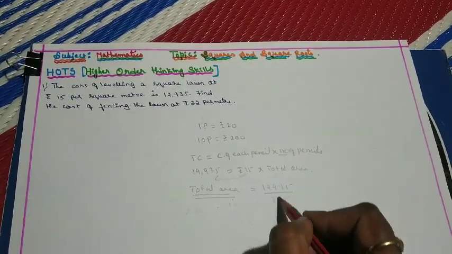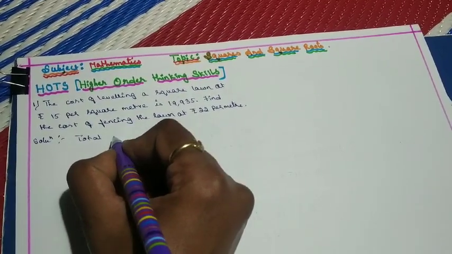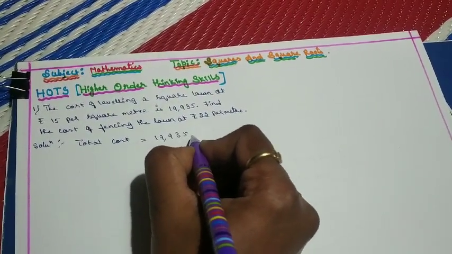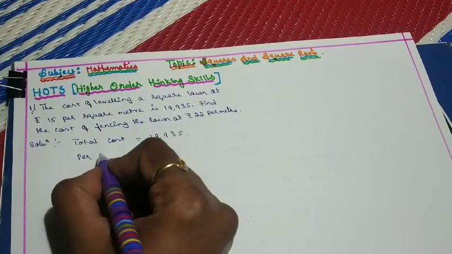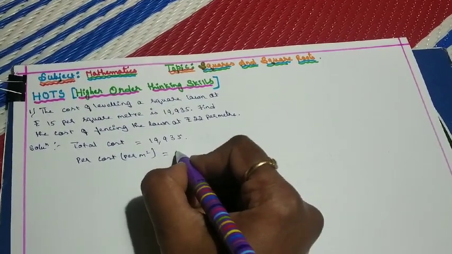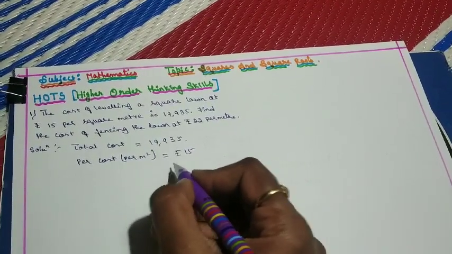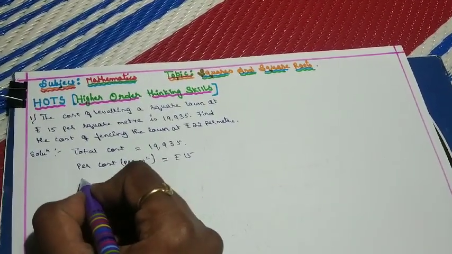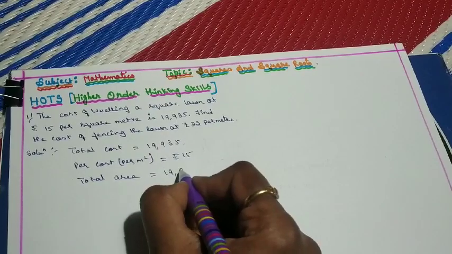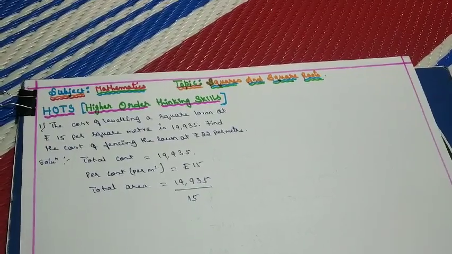Now let me put the same thing in the solution. Total cost equals 19,935 rupees, and the cost per square meter is rupees 15. When we have the unit meter square, it means the unit is for area. Then total area equals 19,935 divided by 15.